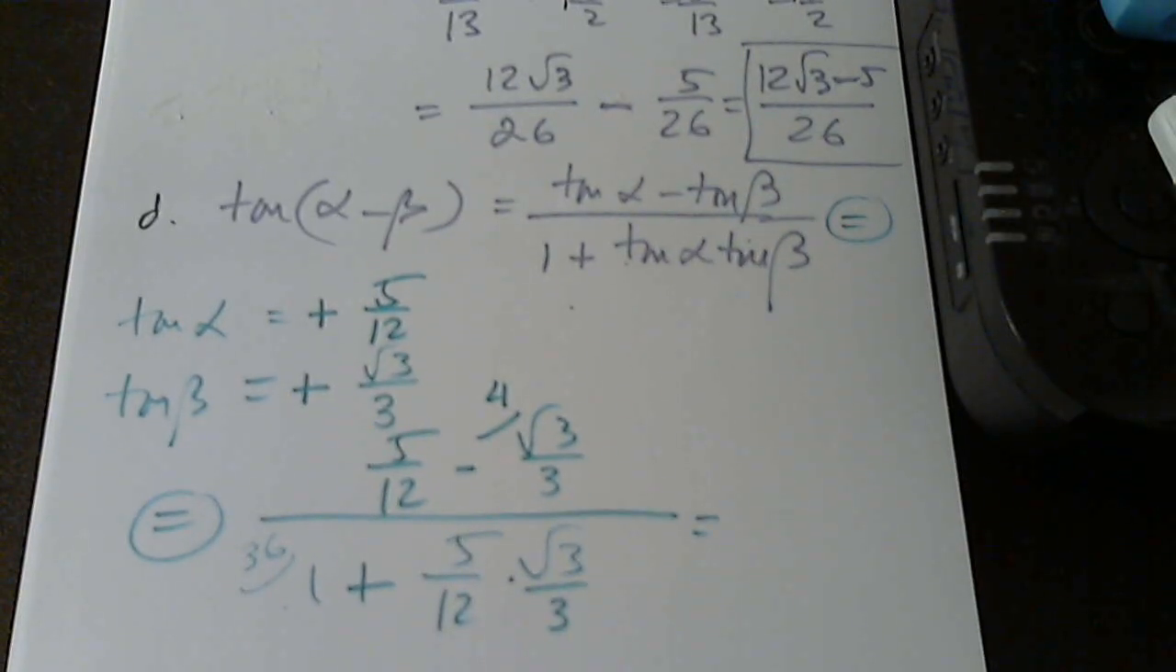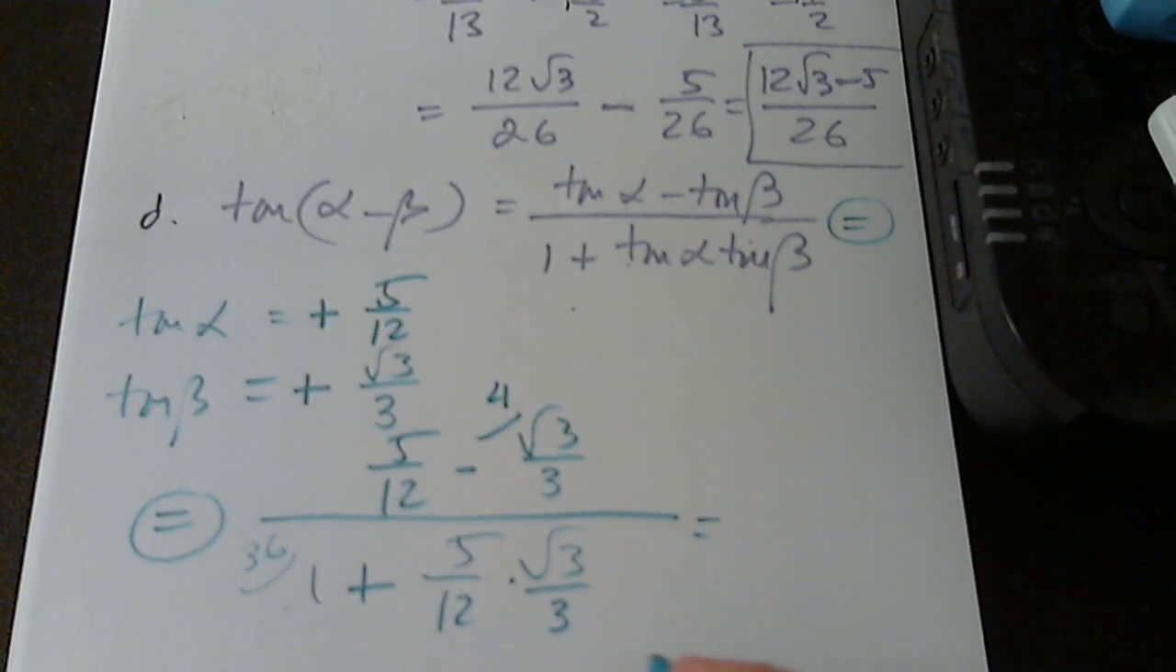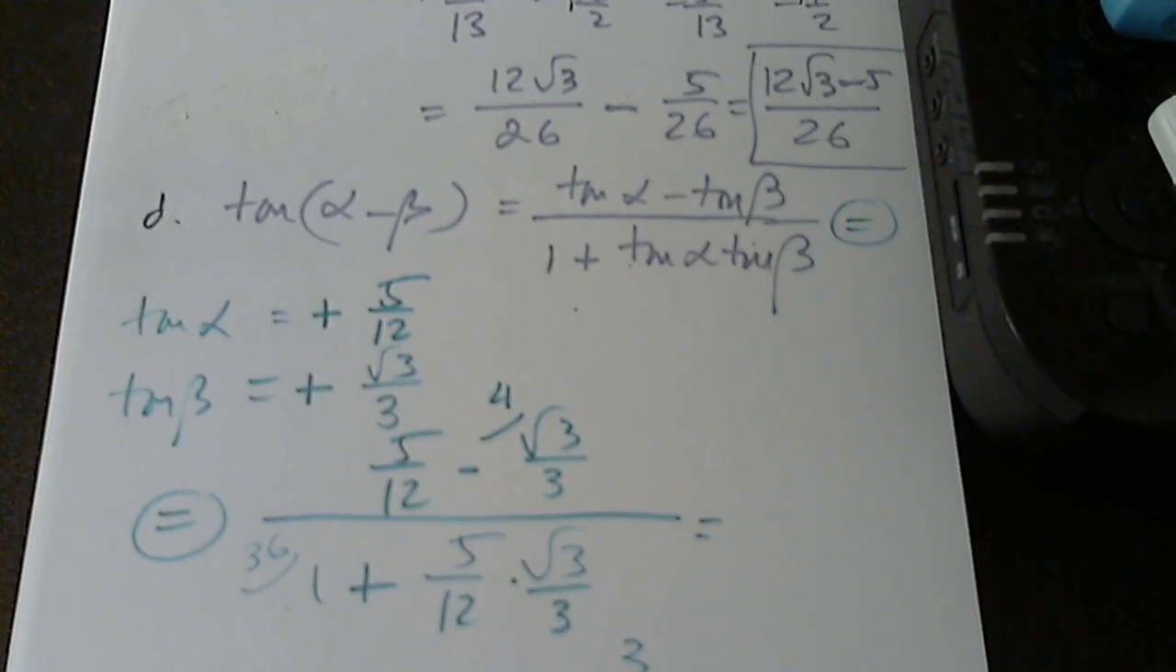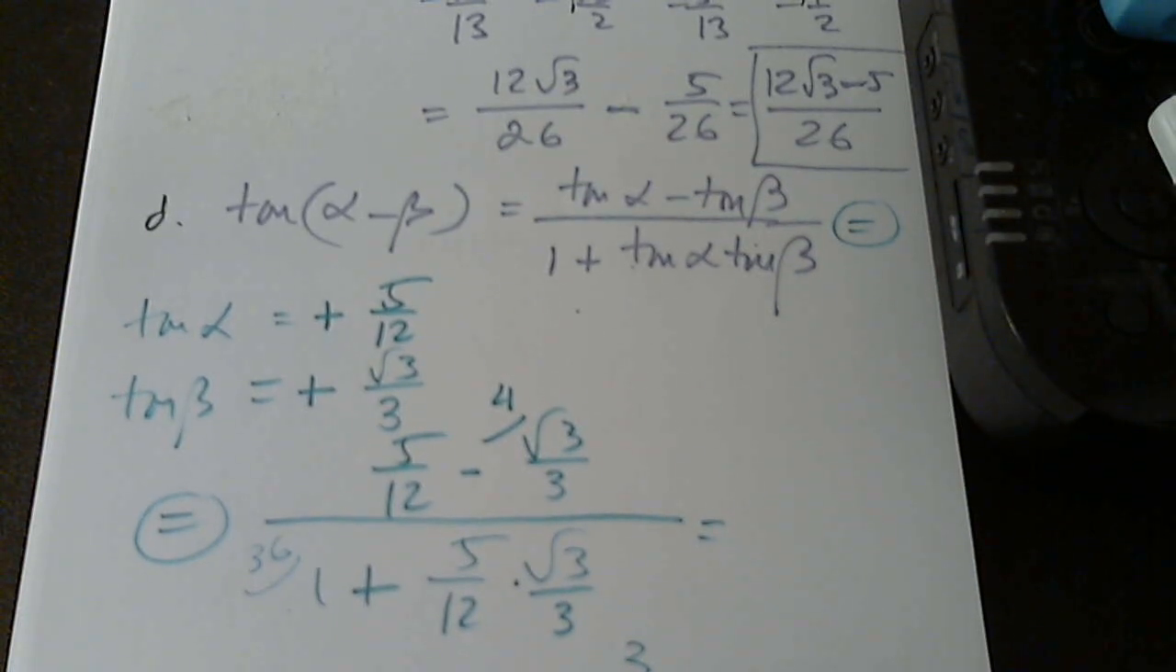I will simplify by 3. And the simplified form will be 3 times 5 plus 4, the square root of 3, over 36 plus 5, the square root of 3. Yes, we can rationalize, but I think this is good enough.